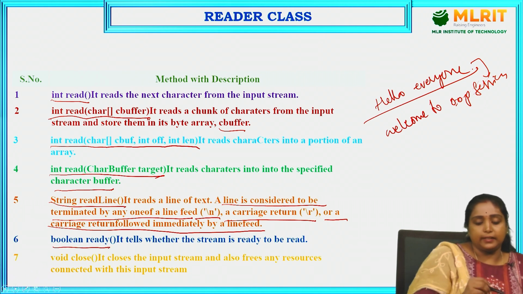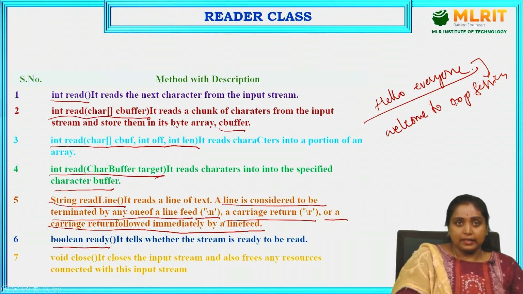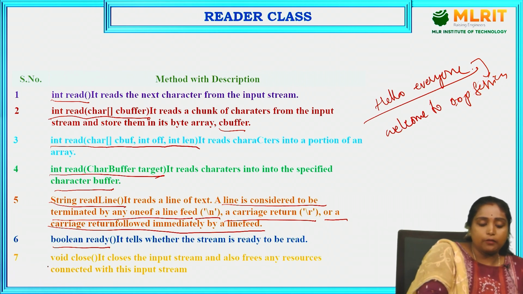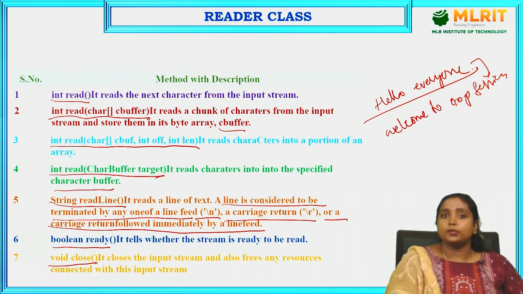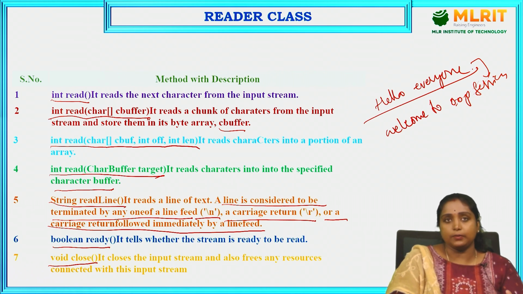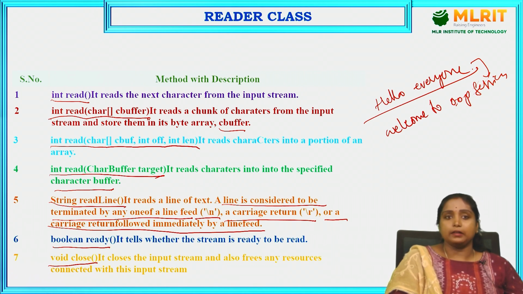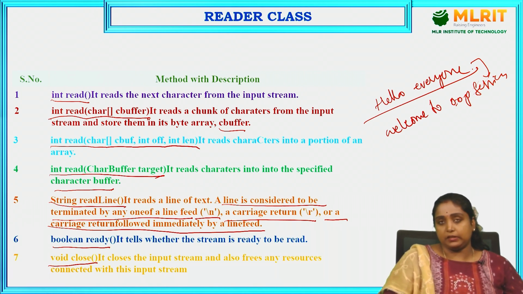Next, boolean ready. It tells whether the stream is ready to be read or not. Okay, and void close, we already know. The close method closes the reader stream, the input stream, and any resources associated with the particular reader class will be disconnected or freed using this close method.